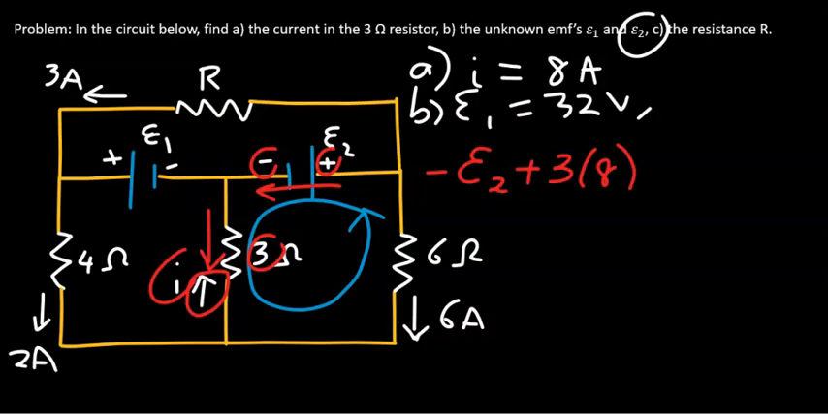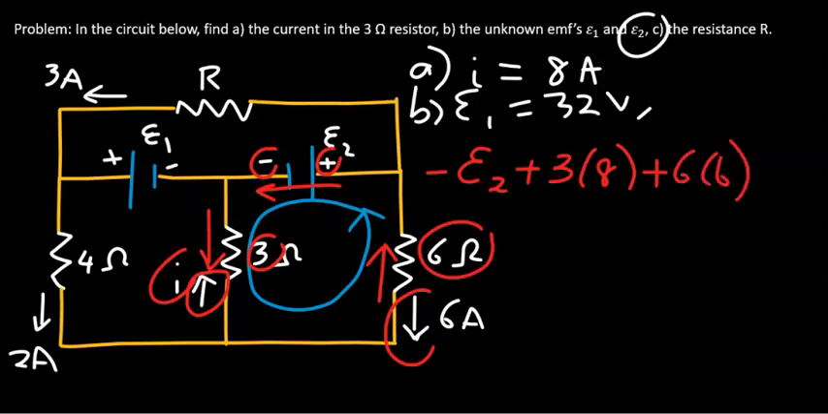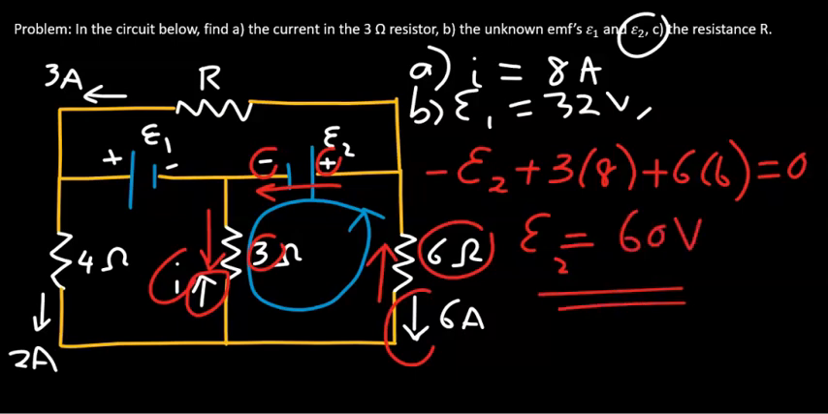And then the final component is the 6 ohm resistor. It's going to go up like that. So the direction of travel is opposite to the direction of current through it. So that's going to pick up another positive term for the potential difference, namely 6 times 6, and they all sum to 0. Solving for E2, you get 24 plus 36, namely 60 volts for the unknown EMF E2. So that completes part B.